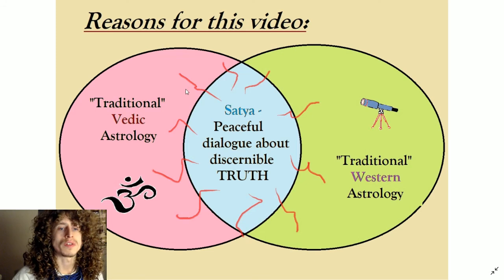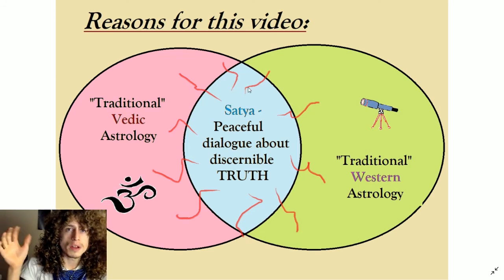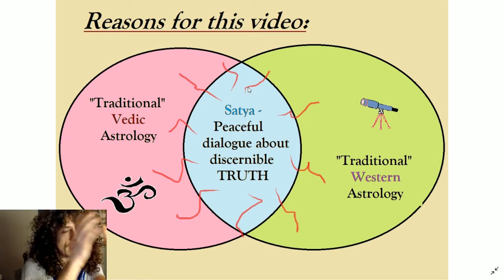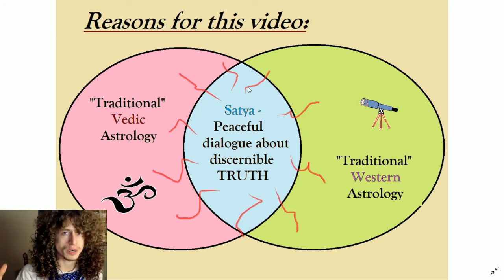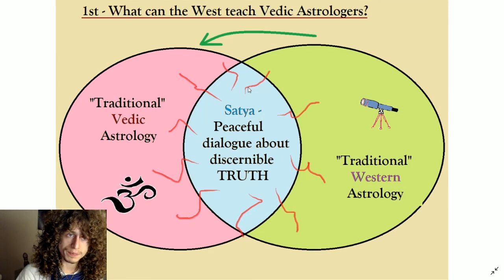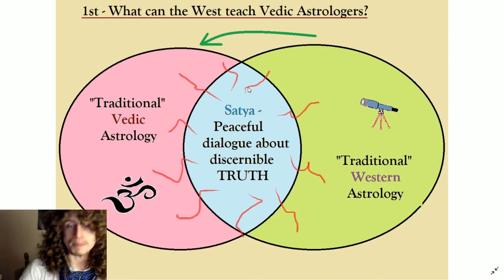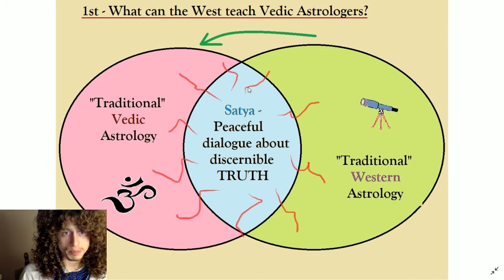What I'm trying to do for this video, as we can see in the middle, is Satya. Satya in Vedic meaning discerned truth, after experimentation and intuition on all things brought together. I'm looking for a peaceful dialogue about the discernible truths between these two traditions. In order to start, we're going to start at my base camp, the tradition that I was in before I got into Vedic astrology, and that's the traditional Western. What can the West teach Vedic astrologers?